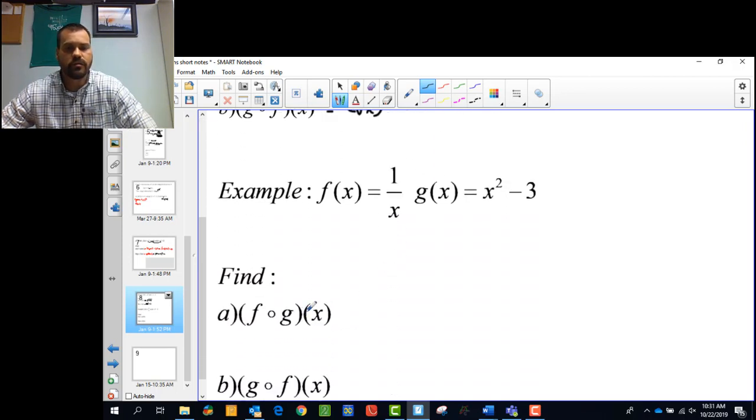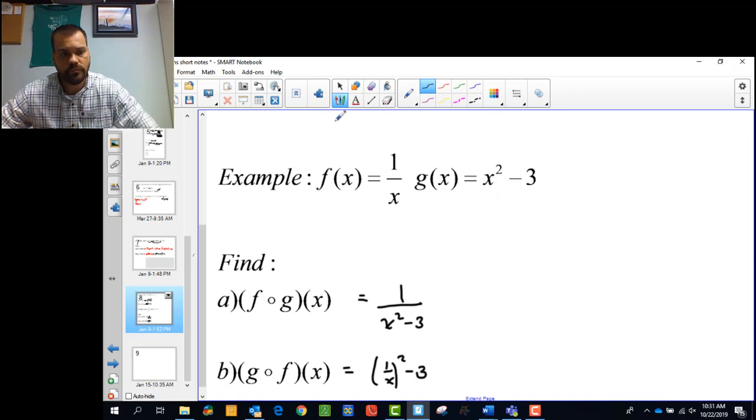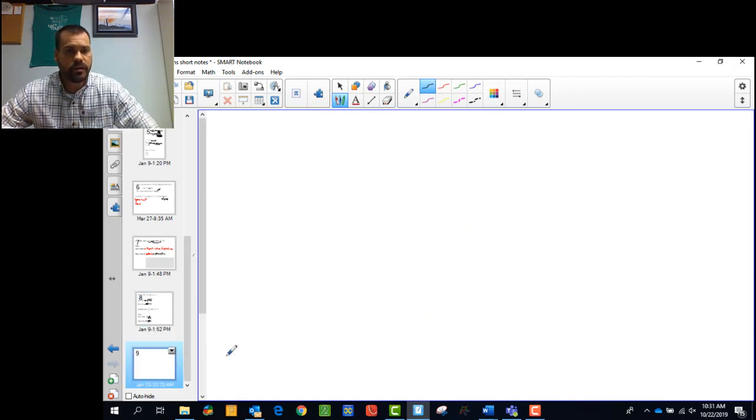So if you say f of g of x and g of f of x here, the function's a little bit different. It's 1 over x. So f of g becomes 1 over, instead of x, 1 over g of x, so 1 over x squared minus 3. If it's g of f of x, instead of x squared, it's 1 over x, squared, because f is 1 over x and it's being put into g.